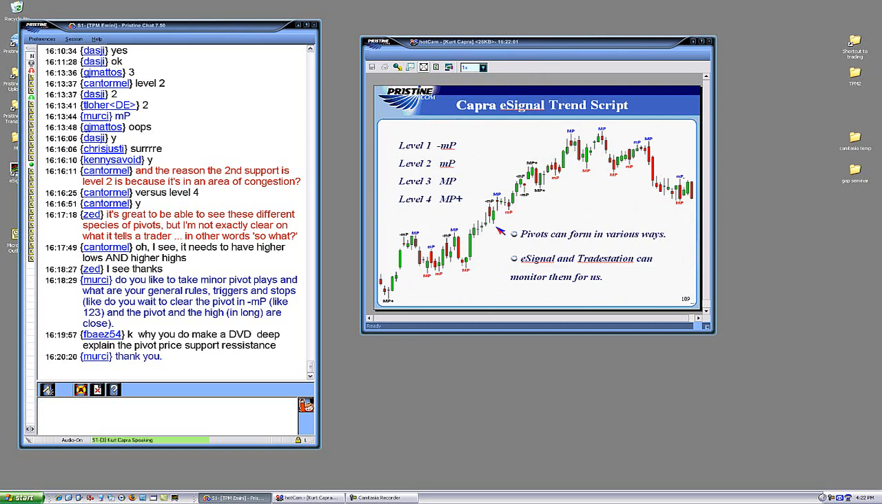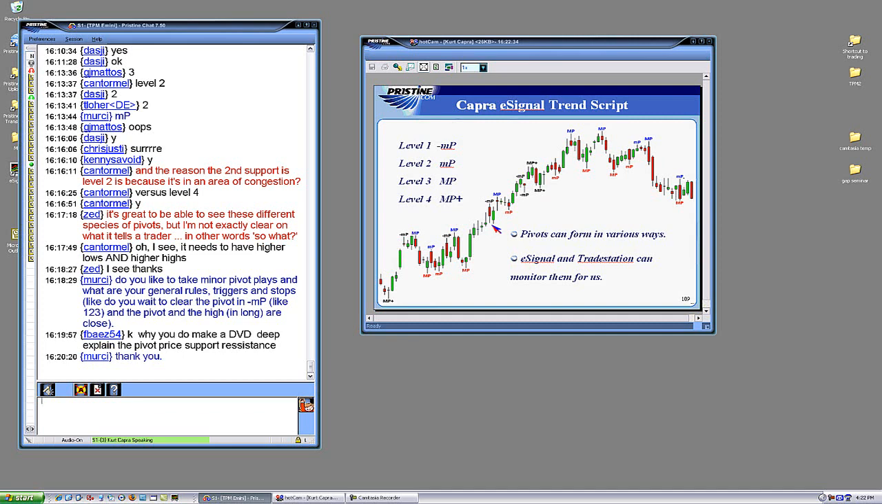So this is the script from eSignal, also available for TradeStation, and it's going to mark the various pivot levels 1 through 4, as you see here. And it's going to mark them as they form. So maybe at one point you'll see it marked as a level 1 pivot, and then it becomes a 2. It'll mark it as a 2 once that 2 forms. And so we're going to use this script to our advantage to quickly identify these.